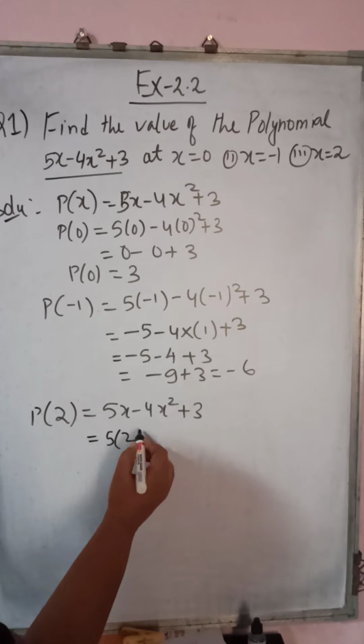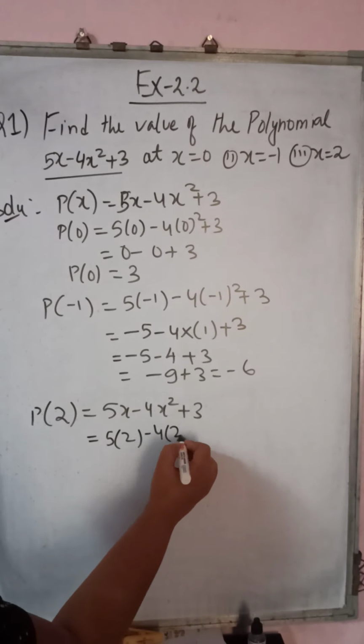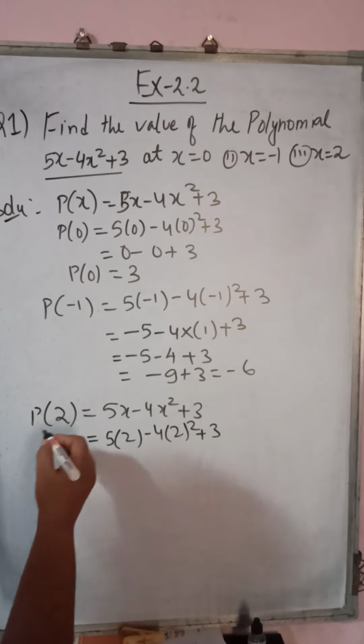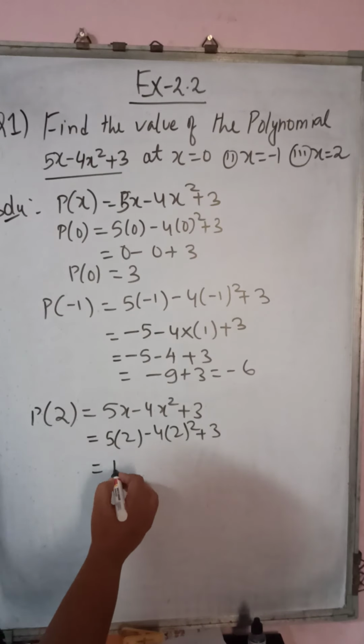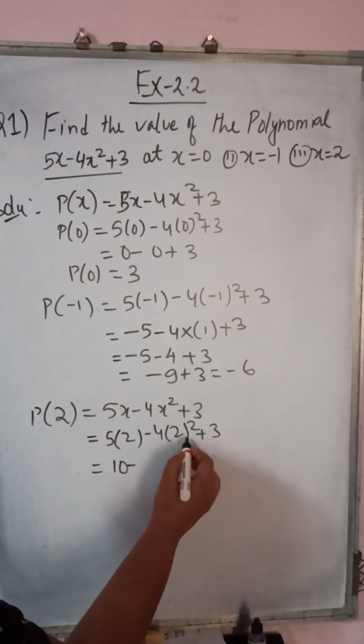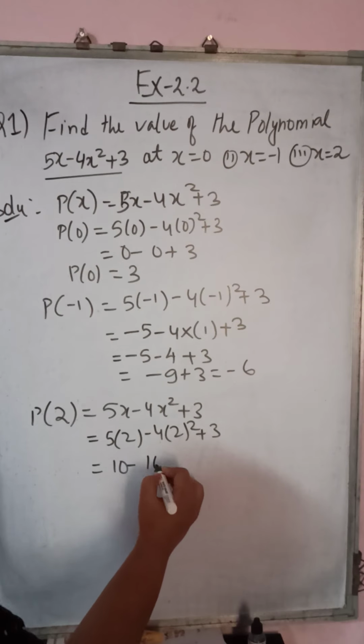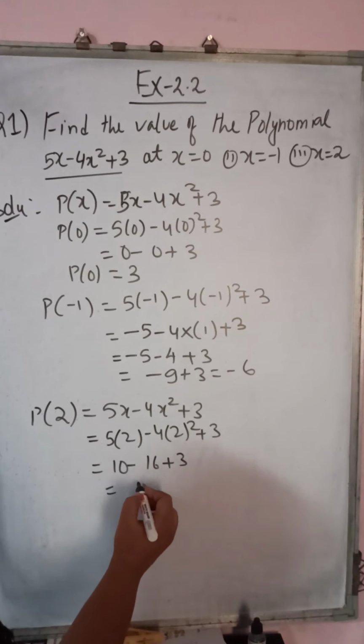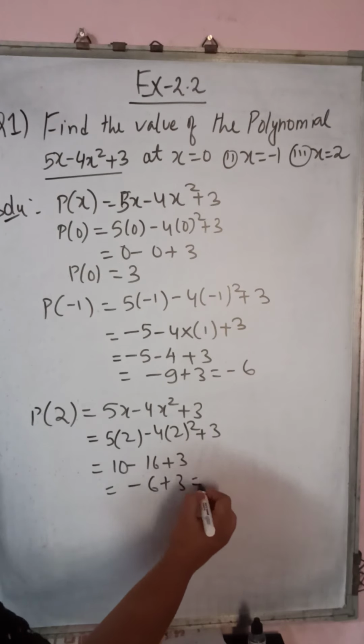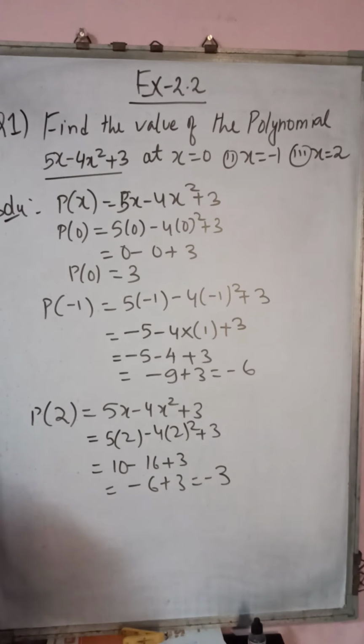So x is equal to 2, wherever x is, in place of x you have to put the value 2. So 10 minus 2 2s are 4 into 4, 16 plus 3. So 10 minus 16 is minus 6 plus 3. So that is equal to minus 3. So this question number 1 is done.